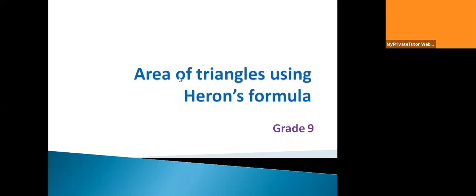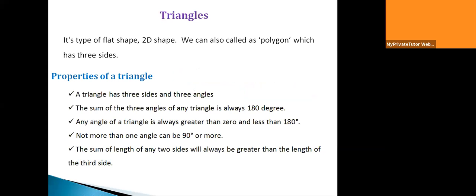Before we go to how to use this formula, let's learn the basics of triangles. I hope everyone knows that a triangle is a 2D, flat shape. It's a polygon which has three sides. What are the basic properties of a triangle? It has three sides and three angles, and the three angles add up to 180 degrees. Only one angle can be greater than 90 degrees. And the last point: the sum of the lengths of any two sides is always greater than the length of the third side.